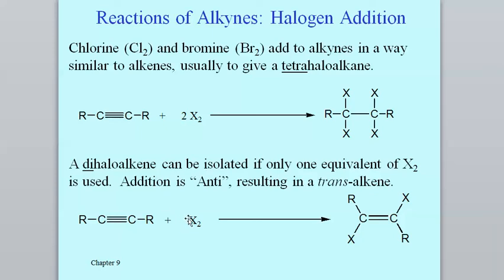If you limit the amount of the halogen, so notice down at the bottom the difference is just 1 molecule of X2 versus 2, then you can stop at the stage of just putting 2 new atoms in the molecule. And notice here we don't have any control over it being cis or trans. It will always be trans. The halogens always end up in a trans relationship to one another. So that, again, is something to pay attention to.